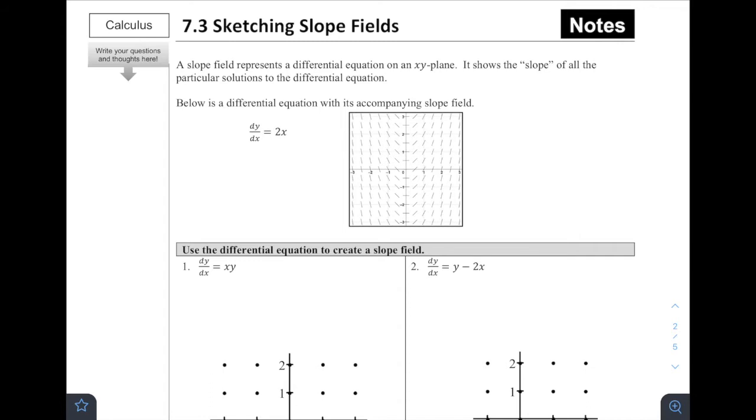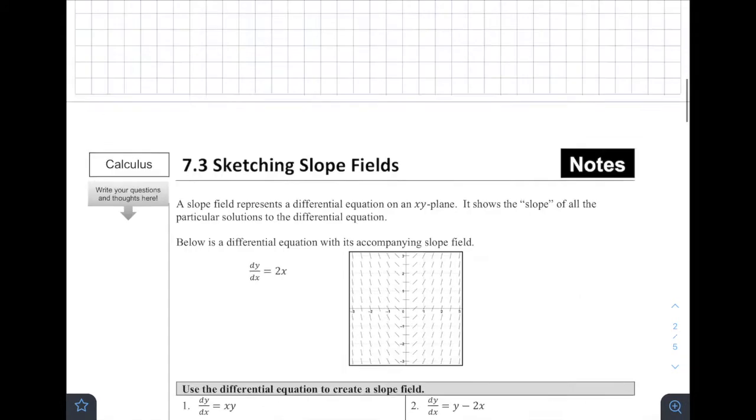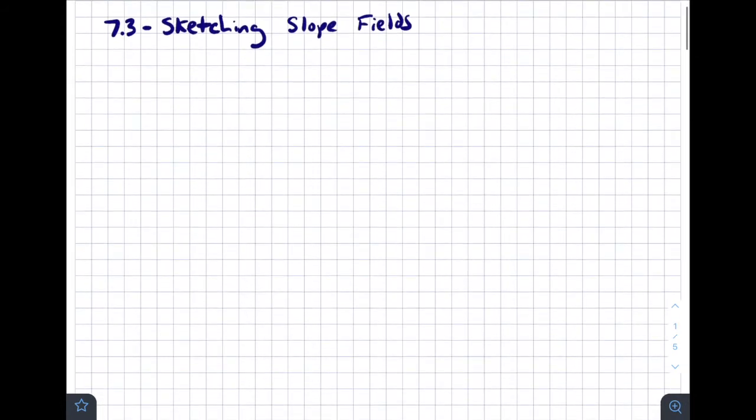As we begin this one, we're going to do some separate notes off of this sheet to try to introduce this section. So I'm going to scroll up here to a blank piece of paper, and you might want one as well as we're going through this. So once again, 7.3 Sketching Slope Fields. We're going to start off with the concept of what a slope is, right?